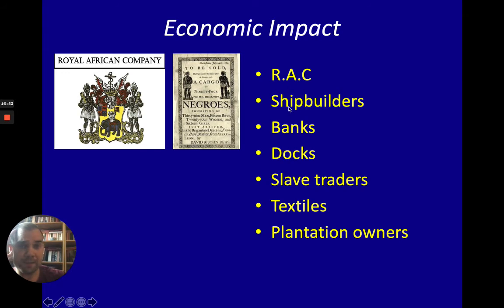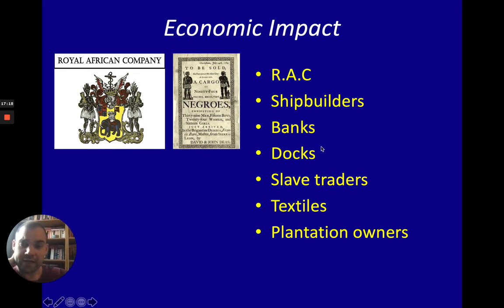Huge money was obviously made by the shipbuilders. All the ships that had to be built in order to carry the slaves, the people who built the ships made enormous profits. Likewise, British banks were massively profiting from the slave trade, particularly from insuring slave ships and lending money to the slave traders and plantation owners. Barclays Bank and Lloyds Bank particularly made huge amounts of their early profits from the slave trade.